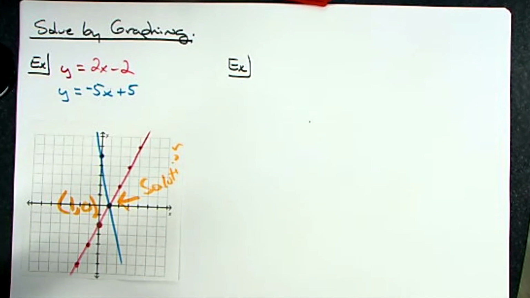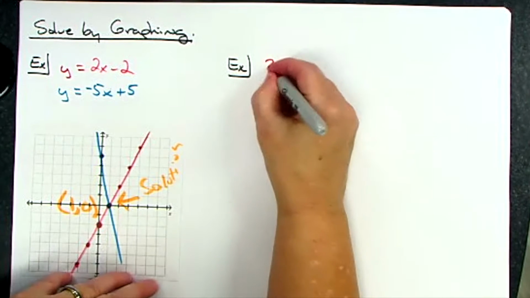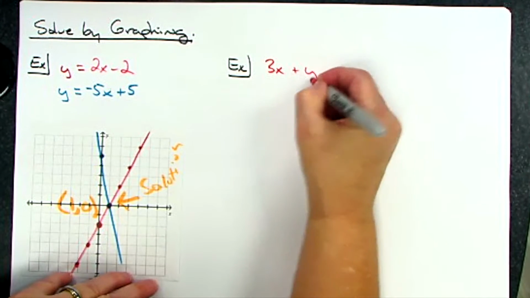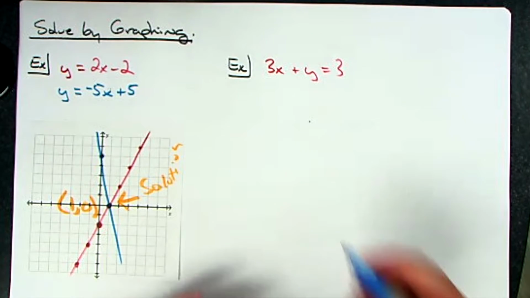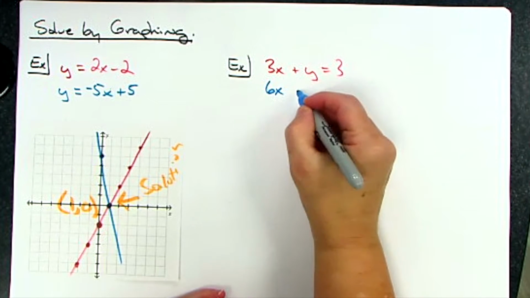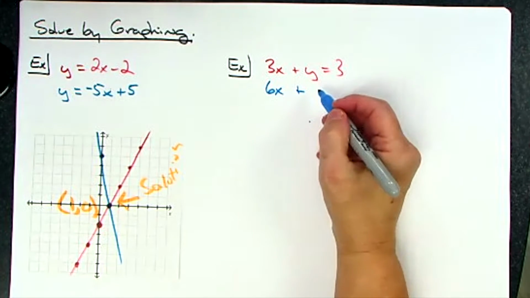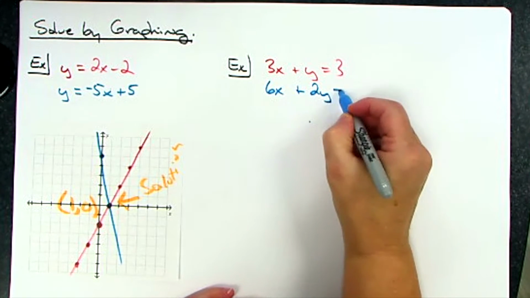Oh, I want to do black. Let's do two different colors. Okay, let's do a 3x plus a y equals 3. And then let's do a 6x plus a 2y equals 12.